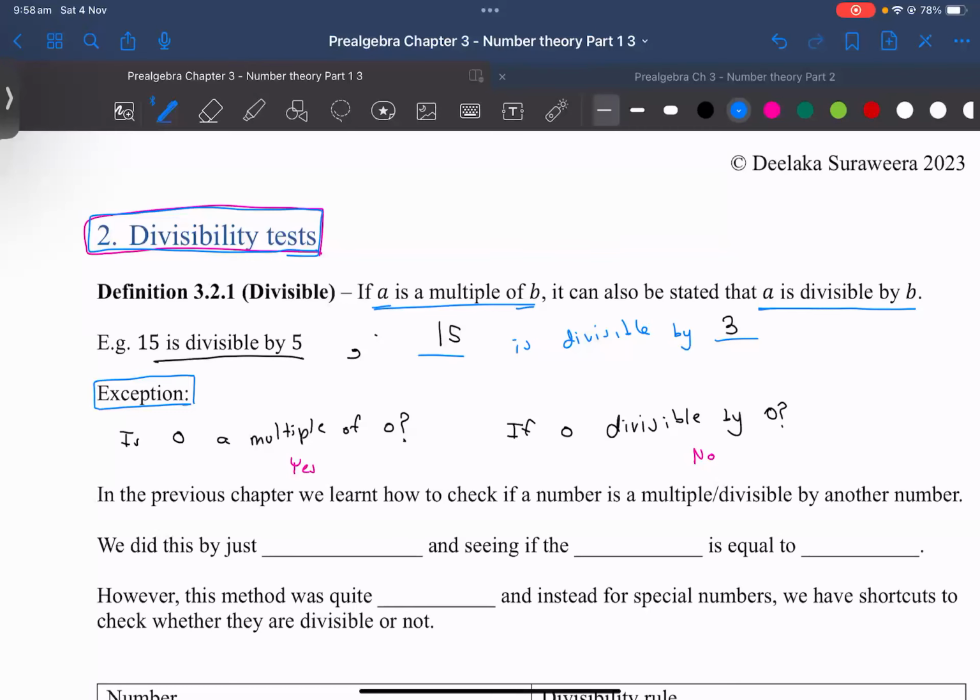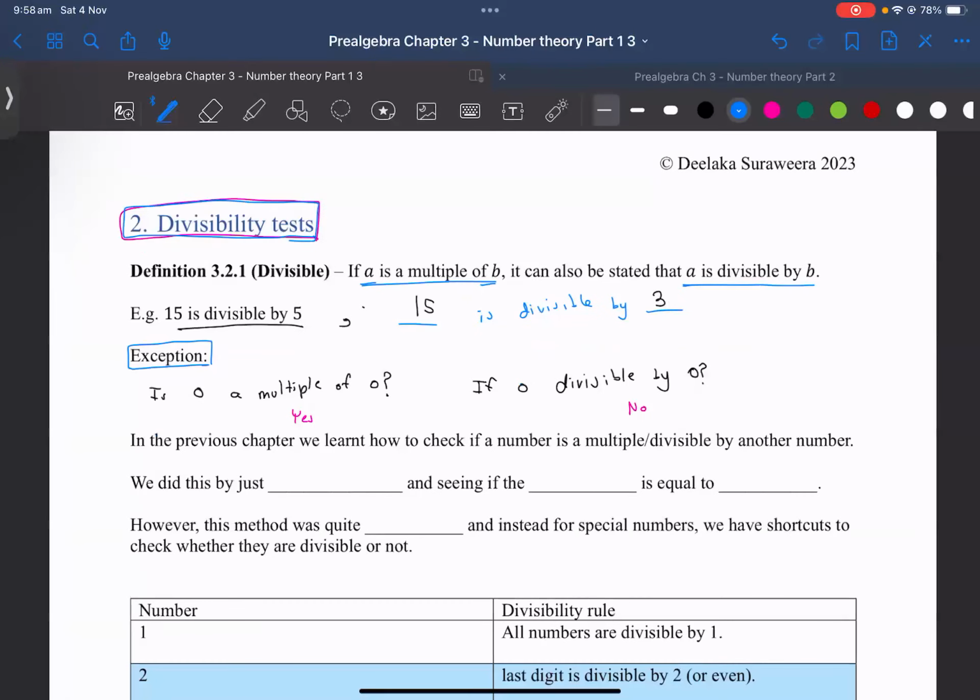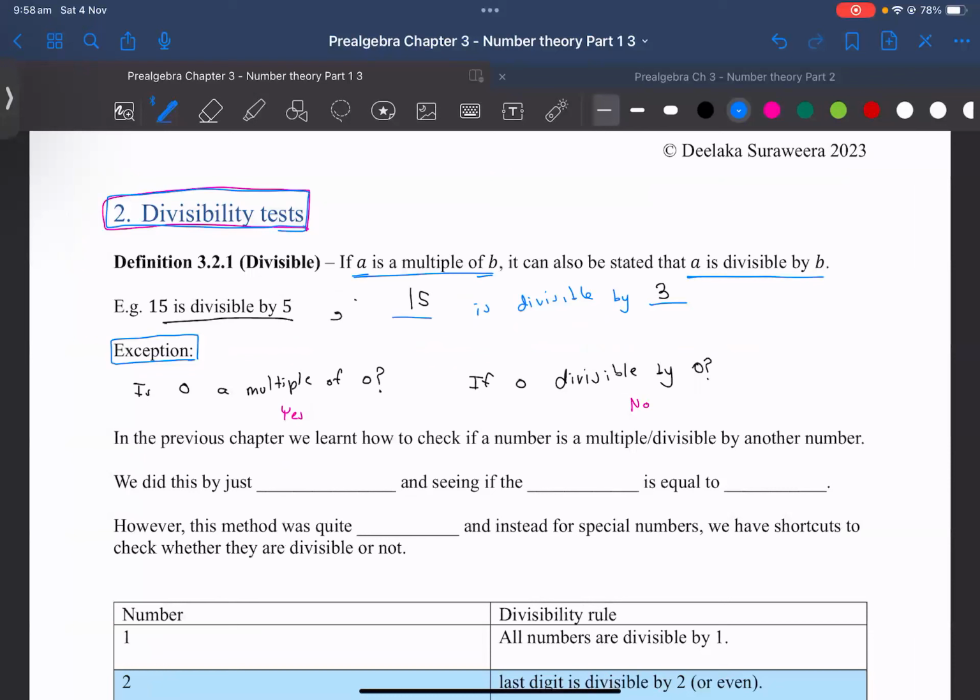Is that clear? So they're interchangeable except for a very, very specific case. And it's not very common either. We will rarely see this. So as far as all the other cases, multiple and divisible are the same thing.